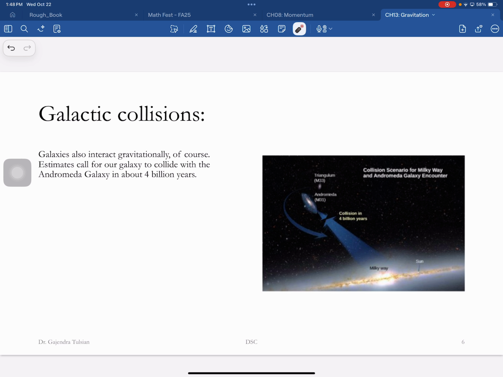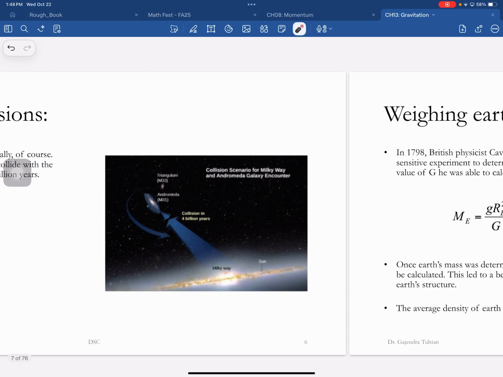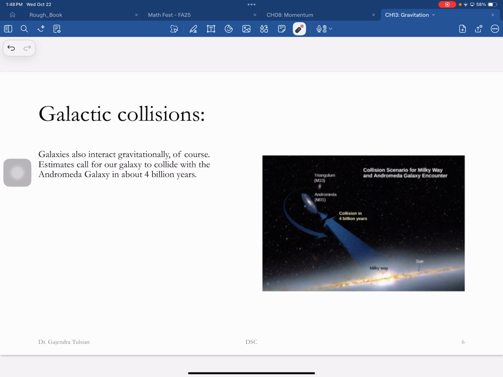Everything in the universe is moving. So that's a powerful statement. Nothing can be at rest. These 2 galaxies, the Andromeda and the Milky Way, are on a collision course, and will collide in another 4 billion years.